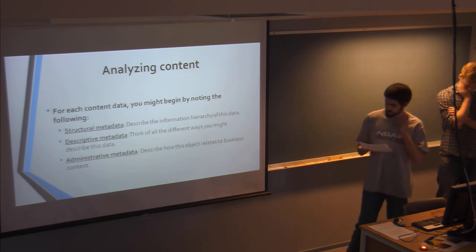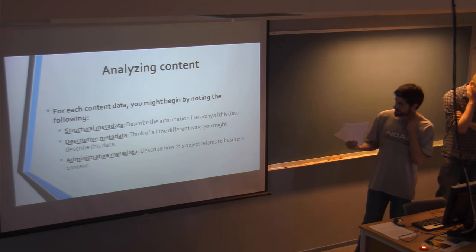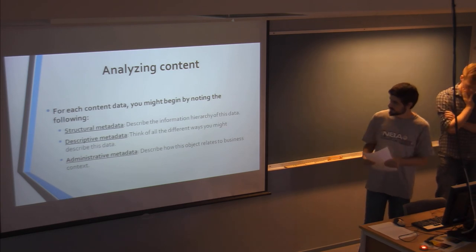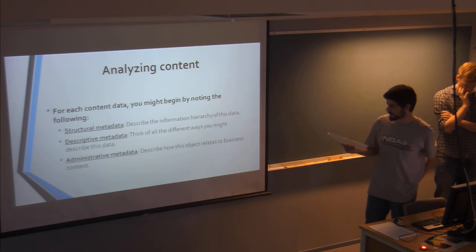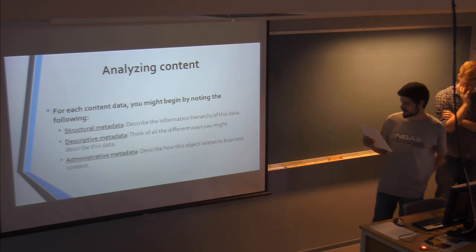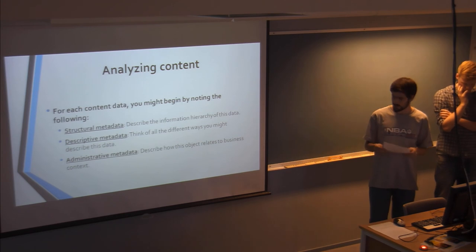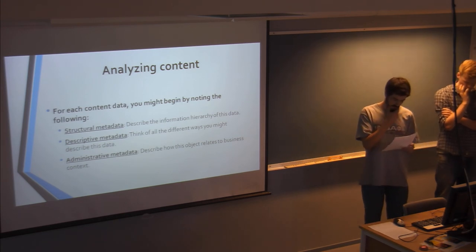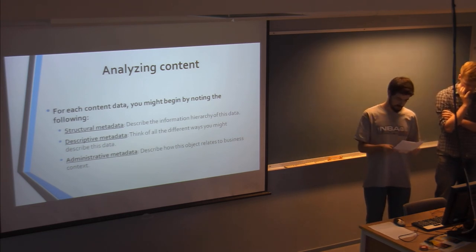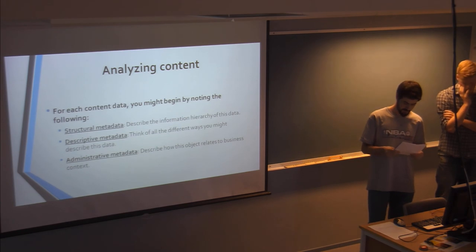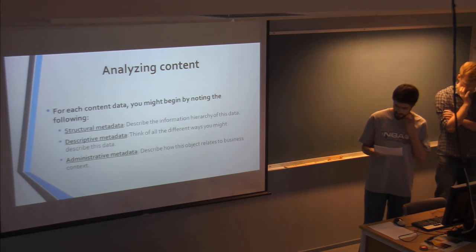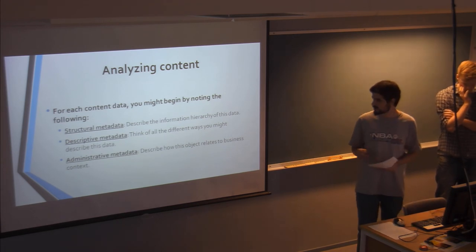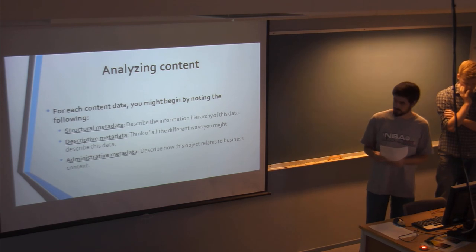For every content data that we want to analyze, we have to distinguish the following parts. First of all, we have the structural metadata of the data. This part describes the information hierarchy of the data that we are to analyze. Then we have the descriptive metadata. This part contains the different descriptions about the data. And finally, we have the administrative metadata. This part describes the relations that exist between the data and its context.